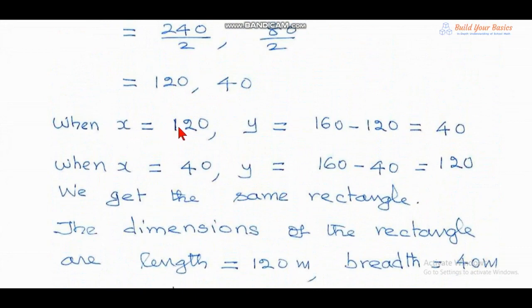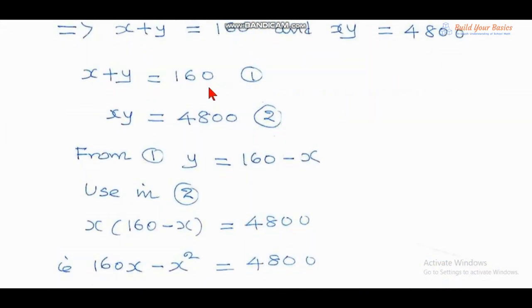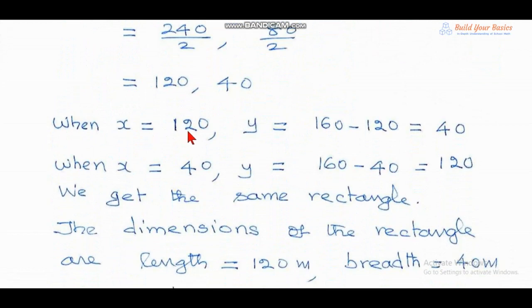When x equal to 120, y equal to 160 minus 120, because we have got an equation here, x plus y equal to 160. So when x equal to 120, y equal to 160 minus 120, that is 40. When x equal to 40, y equal to 160 minus 40, that is 120. We get the same rectangle, 120, 40. One side 120, another side 40. Here 40, 120. So the sides of the rectangle are 120 and 40.